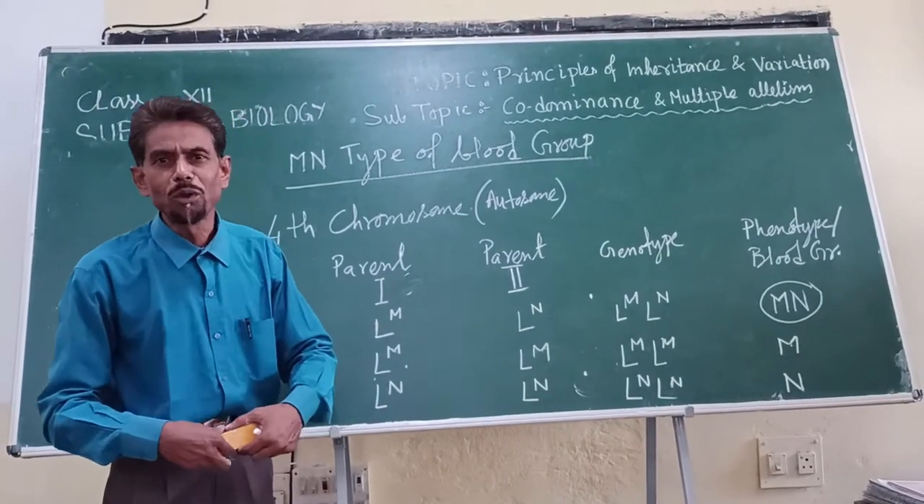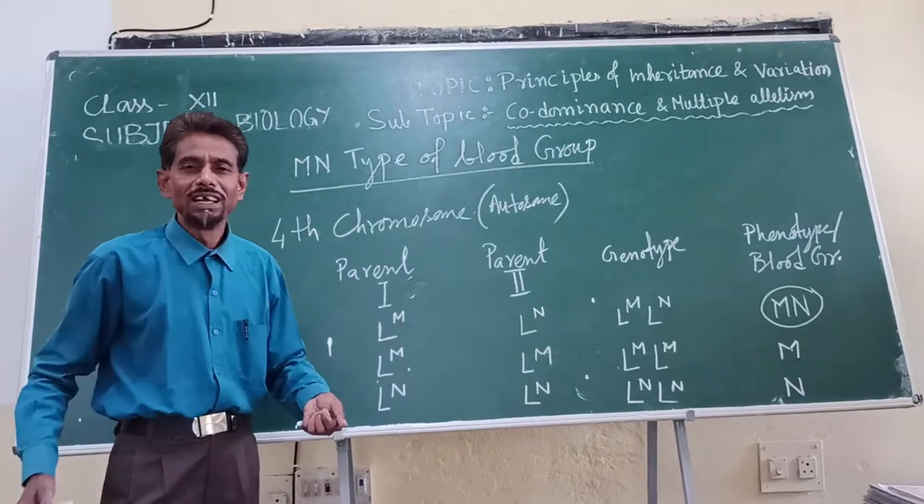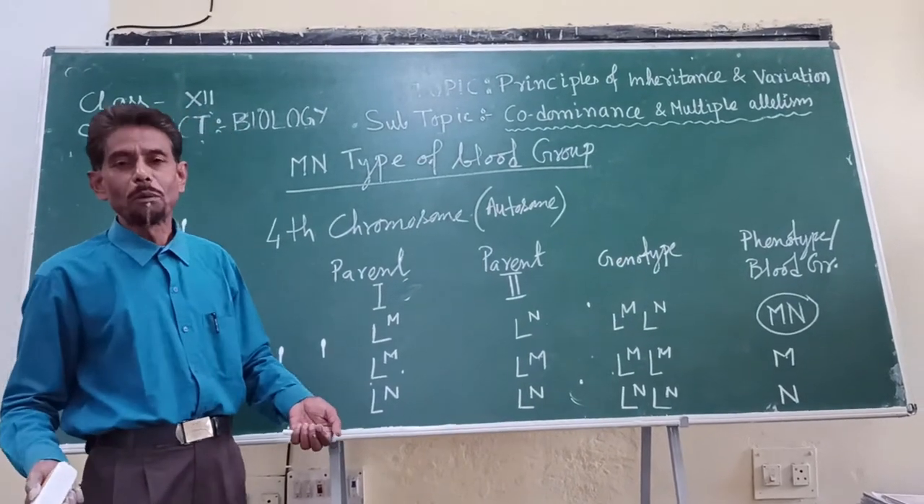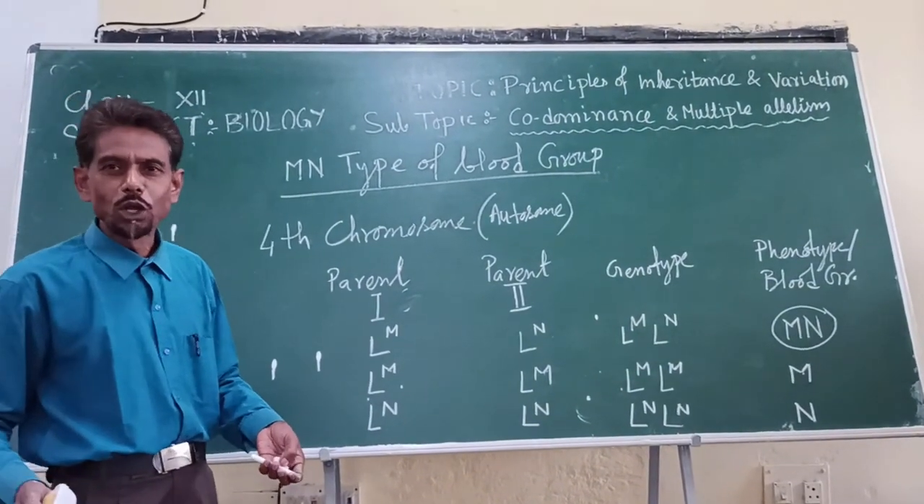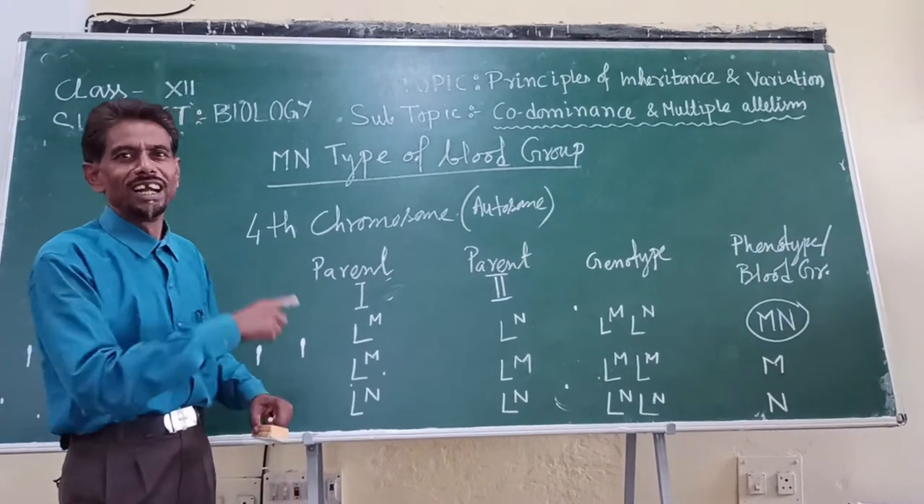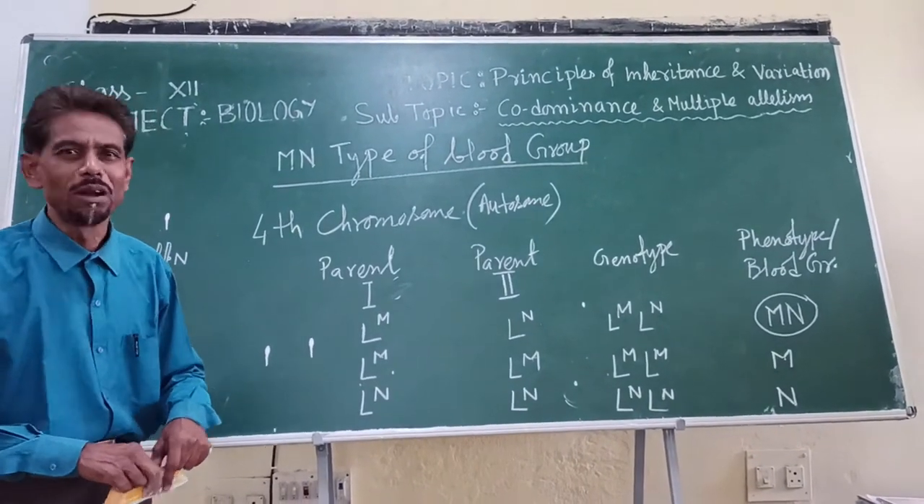Another best example of codominance, what we see in case of the major type of blood group in a human being, what we call the ABO blood group. Let us now discuss the ABO blood group.